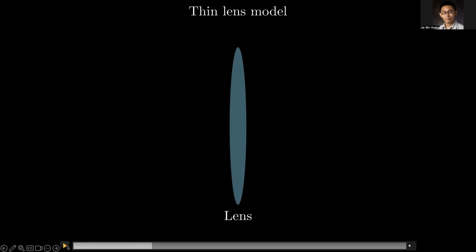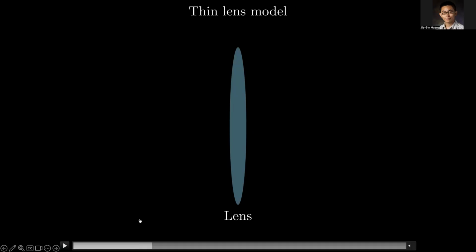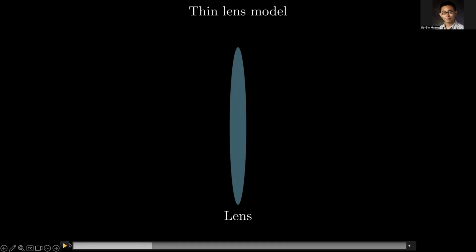All right, so how does this work? Usually we assume that it's a lens, and then we assume the so-called thin lens model. Basically it means that the lens is very thin. So how does the thin lens model focus light onto the same point?